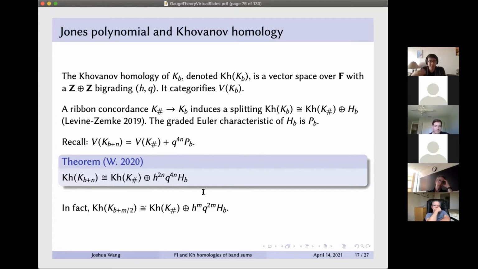And throughout this talk, I've been talking about adding full twists to the band, but you could instead consider adding just half twists. And if you add half twists, Khovanov homology changes in the way you would want. The Khovanov homology of the connected sum always just remains sitting there, but the moving part just moves half as far.